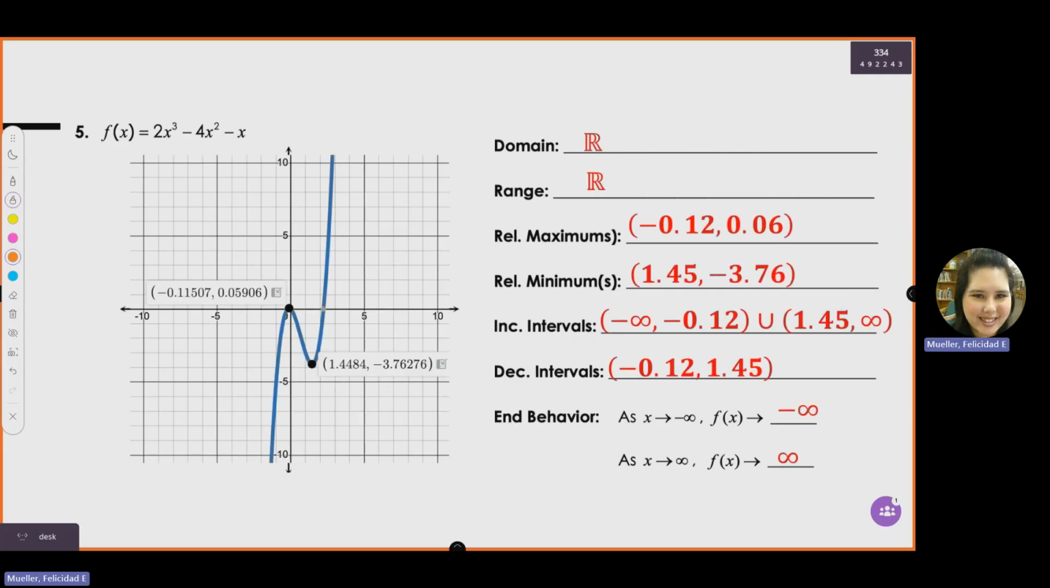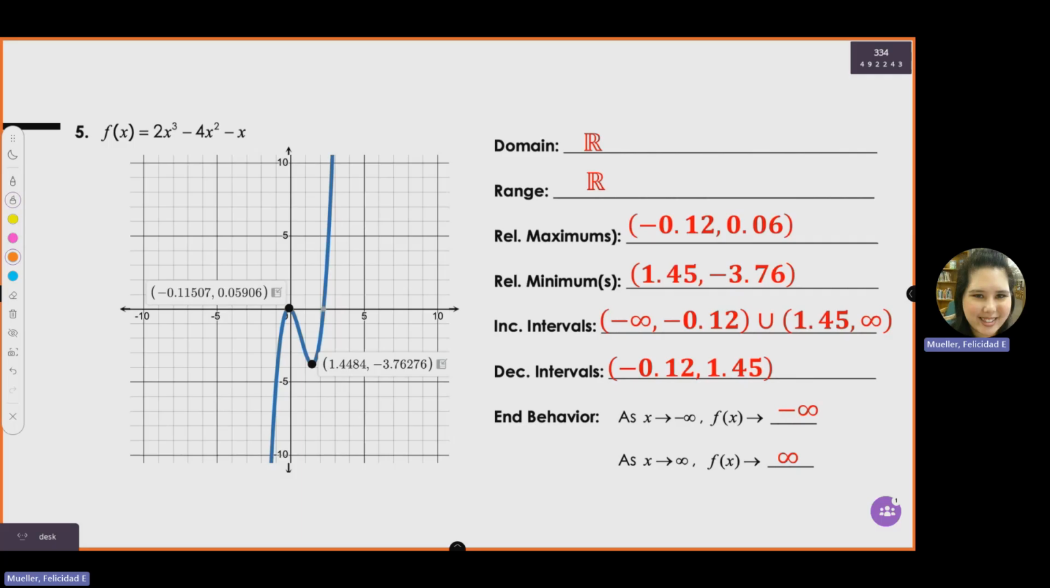So here is our graph. Domain is all real numbers, range is all real numbers. We have 2 turning points. We have a maximum at (negative 0.12, 0.6). And then we have a minimum at (1.45, negative 3.76).